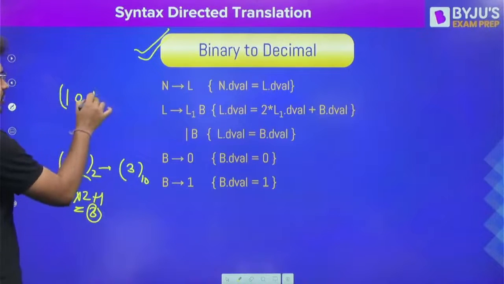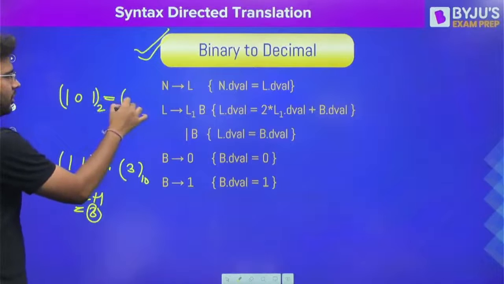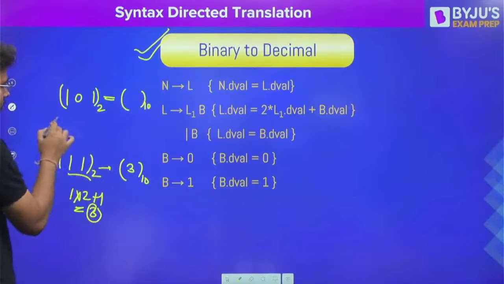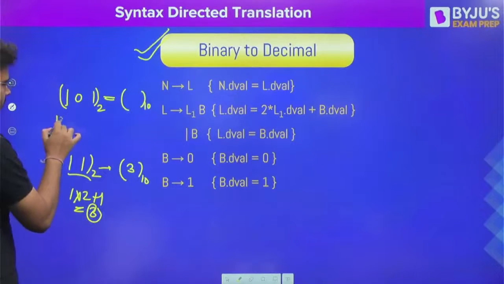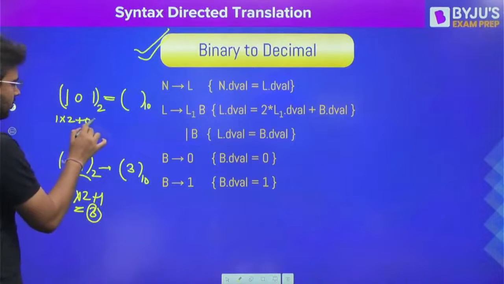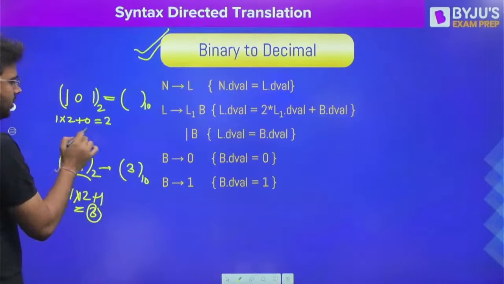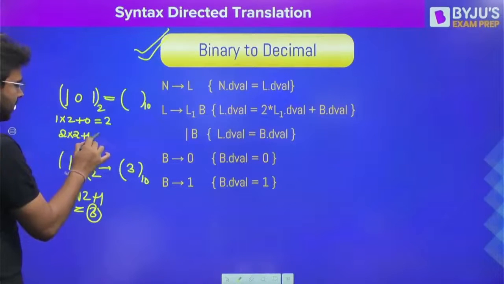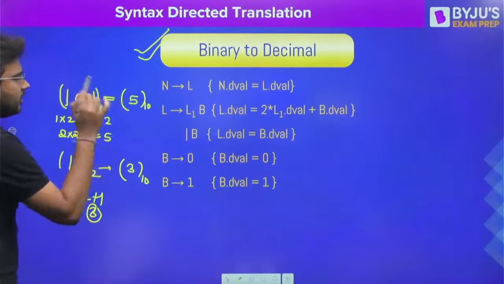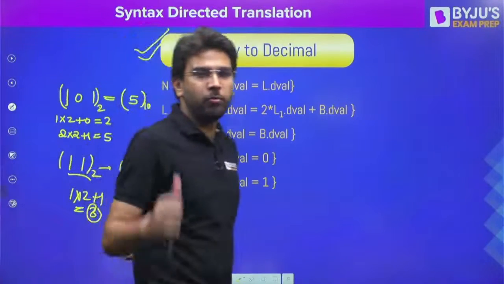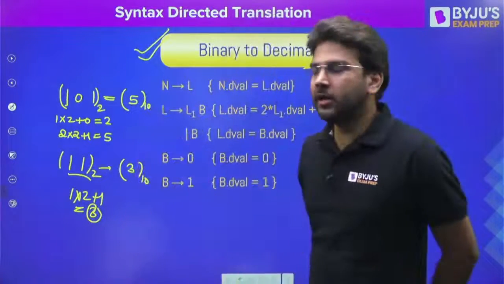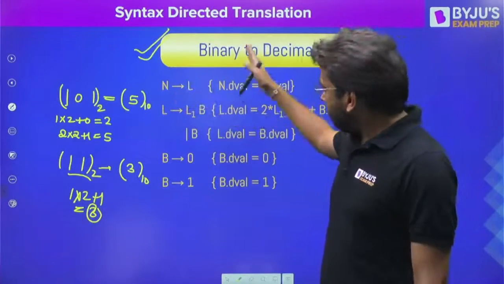Similarly, let's talk about 101. If I want to convert this into decimal, what to do? 1 into 2 plus 0, I will be getting 2 here. Then 2 into 2 plus 1, that is going to be 5. So this is equivalent to 5 in decimal. I hope you know this concept, everyone. Clear? So this concept we have applied in this SDT.